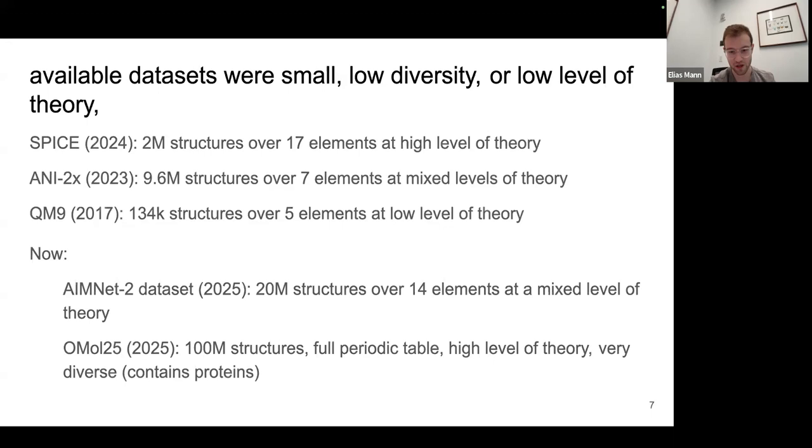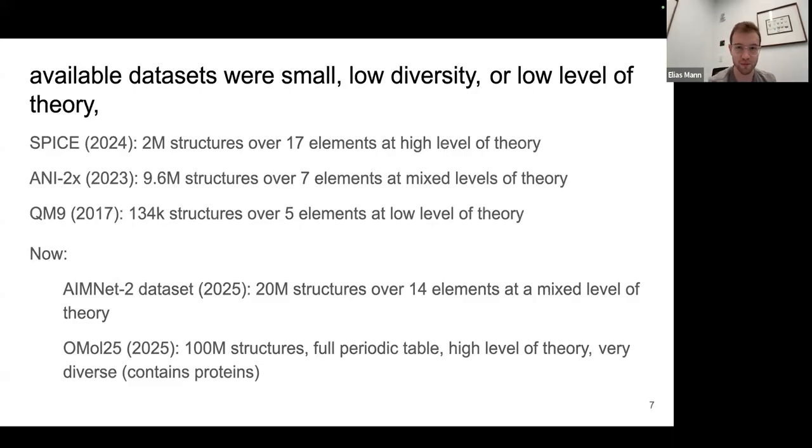It's 100 million structures across the full periodic table, high level of theory, and it's super diverse. I mean, this is a bio seminar series. It contains proteins, it contains all kinds of things. Facebook really did awesome work. The guys at Fairchem did awesome work in releasing this data set. So now there are some pretty nice open source data sets. I'm excited to see what people do with it.